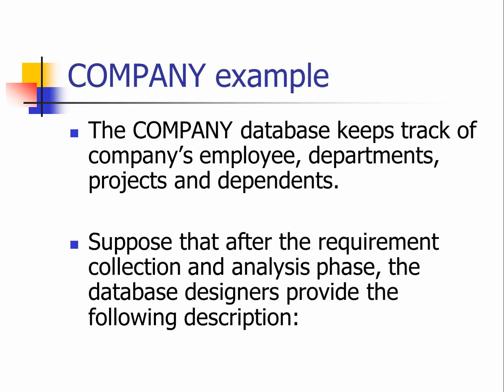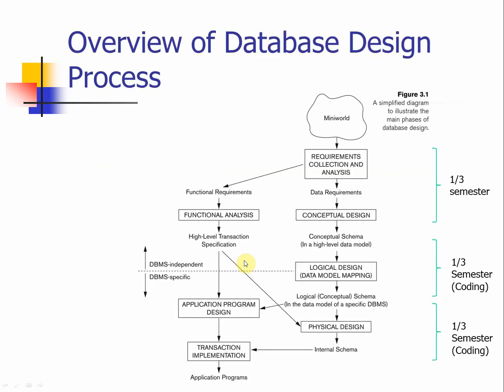They need to know the company's employees. They also need to track that there are several departments of the company. There are projects that are controlled by each department, as well as the dependents who are related to the employees. Suppose that after the requirement collection, so you can see that this part corresponds to the requirement collection and analysis. So the mini world is the company database.